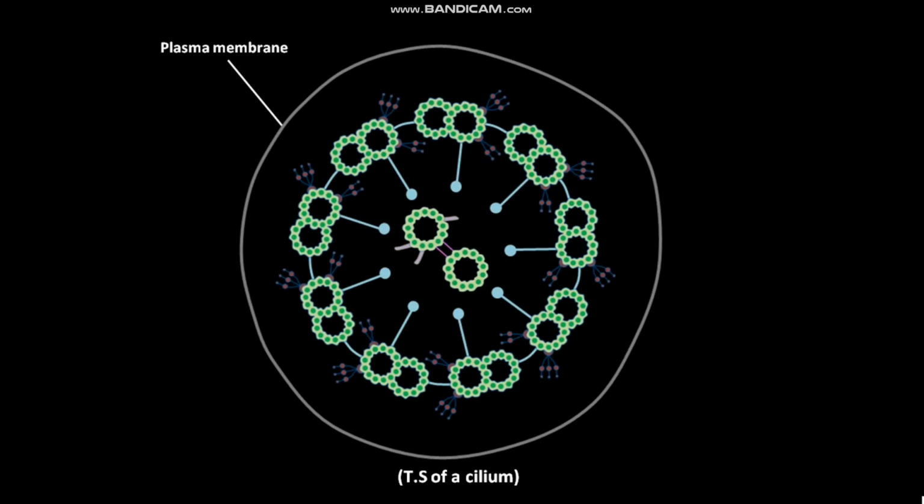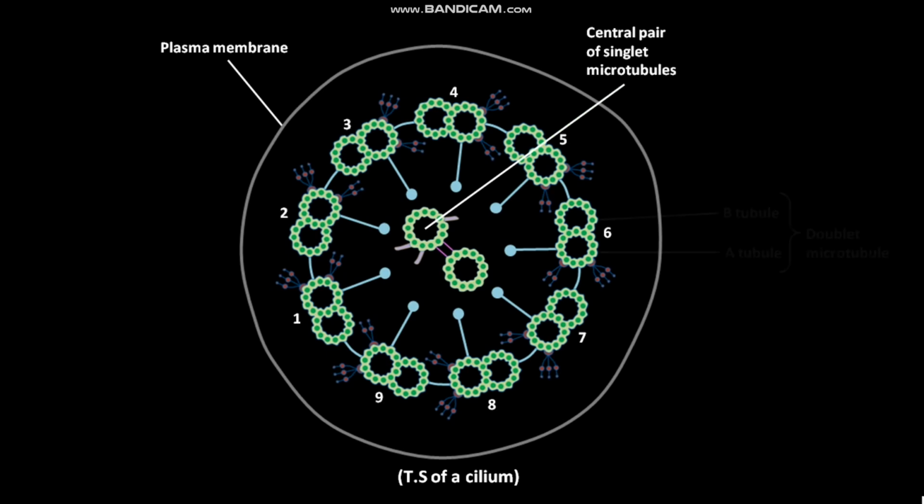This is the diagram of transverse section of a cilium with its plasma membrane. The transverse section of cilium consists of central pair of singlet microtubules and peripheral 9 doublet microtubules. Each doublet microtubule consists of A tubule and B tubule. A tubule has 13 protofilaments and B tubule has 10 protofilaments.